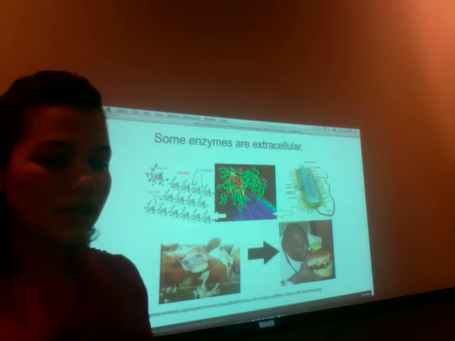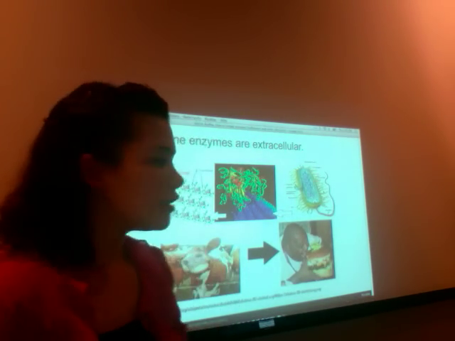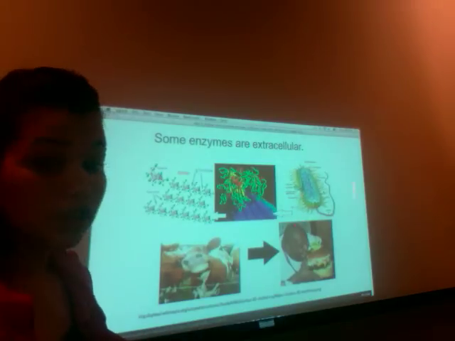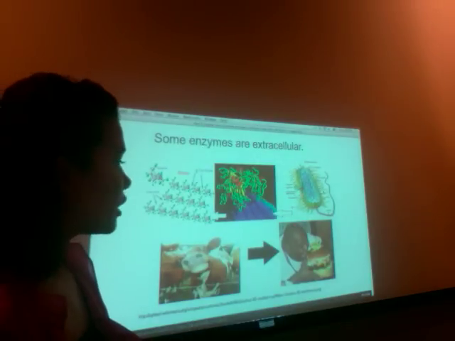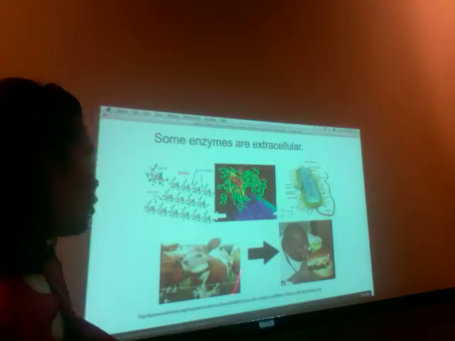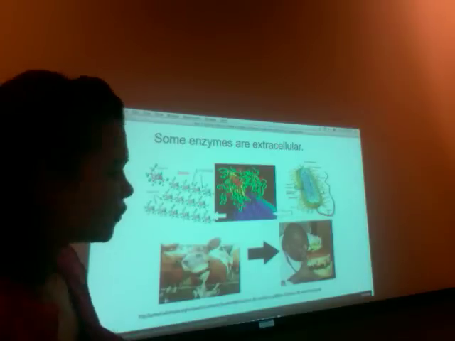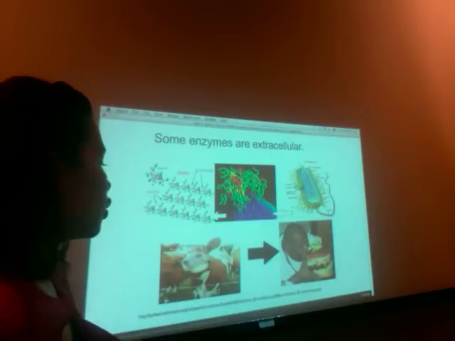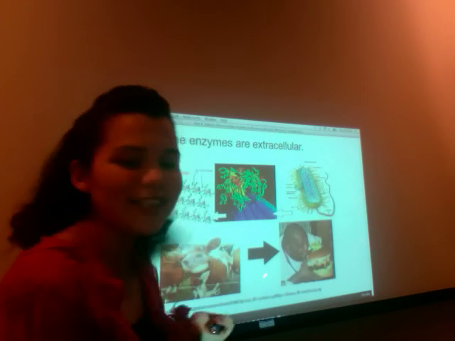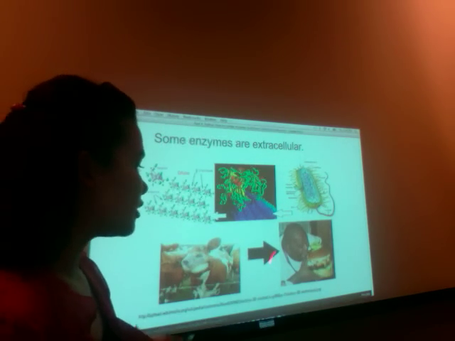Some enzymes are extracellular. What I mean by extracellular is that they are outside the bacteria. For example, we can't eat a whole cow, even if we wanted to. We have to chop it, we have to degrade it, so it can finally get into pieces that we can eat.